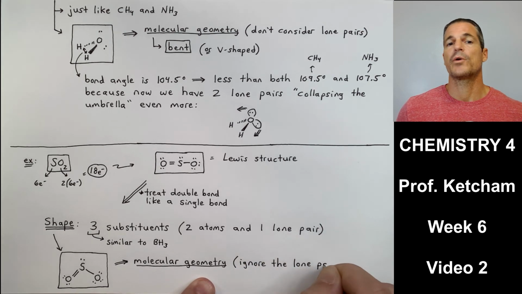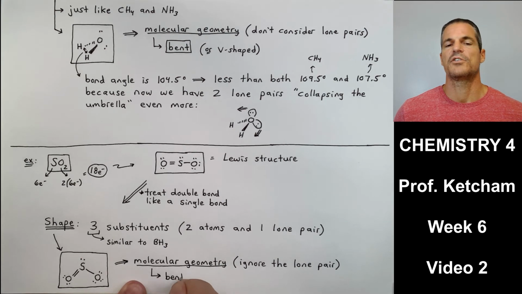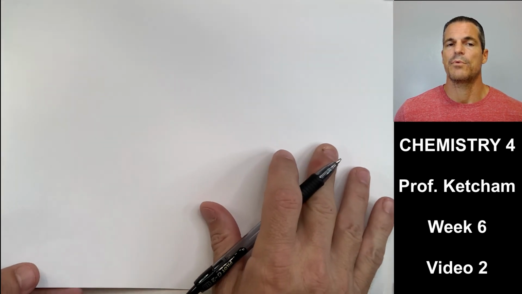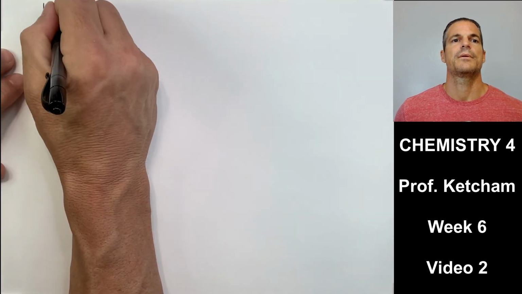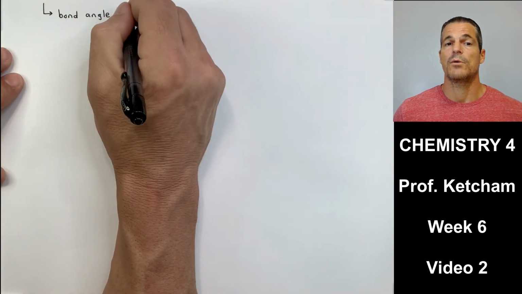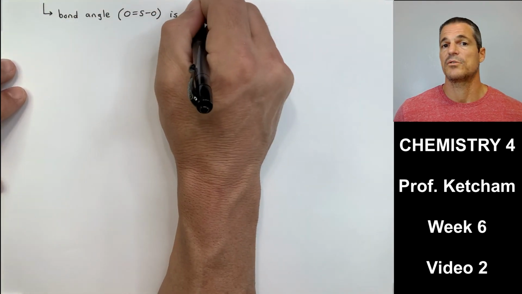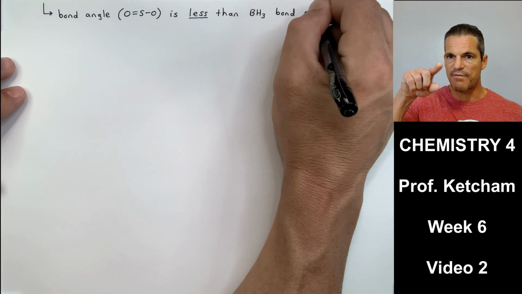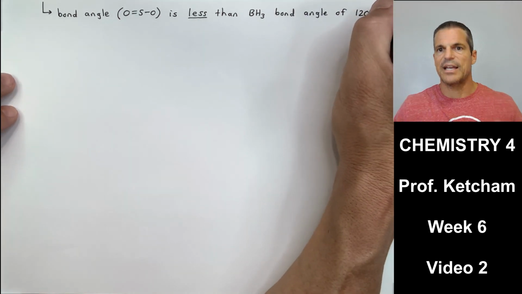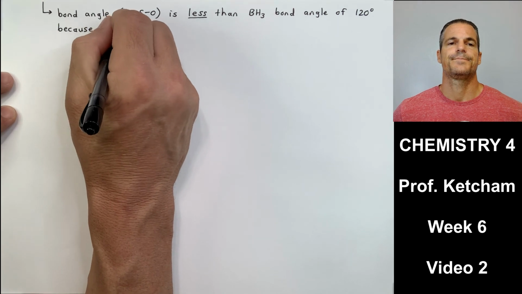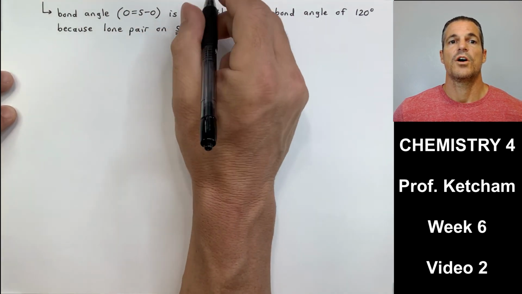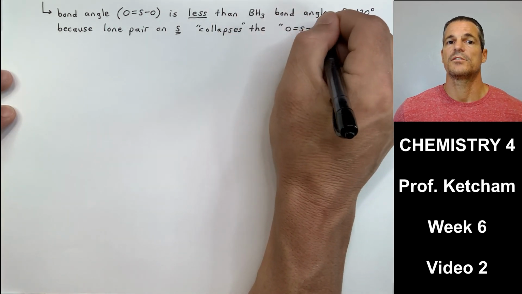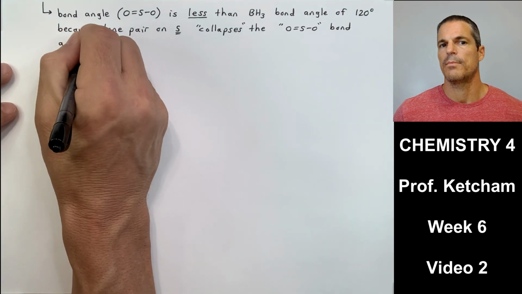So this is not a trigonal planar molecular geometry or shape. It is bent. And again, we ignore the lone pair when we write down the name of the molecular geometry of the shape. So the bond angle for that one, well, BH3 was 120. The bond angle for this guy is less than BH3's 120 because we have that lone pair up there kind of collapsing down my 120-degree bond angle. So the bond angle for OSO is less than BH3 bond angle of 120 because the lone pair on sulfur collapses the OSO bond a little bit.